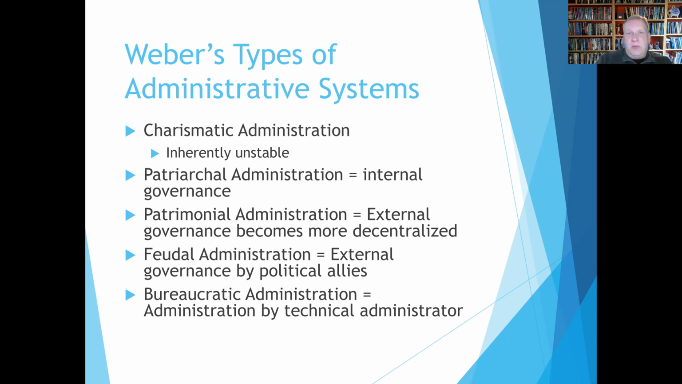The third type of authority is what he calls legal rational, and this is where bureaucracies come into play. So a bureaucratic administrative structure is an example of a legal rational authority system, whereby the administration is being done by technical administrators who have the knowledge, skills, and abilities to do the job. This is what Weber believed in. He believed in bureaucratic administration.